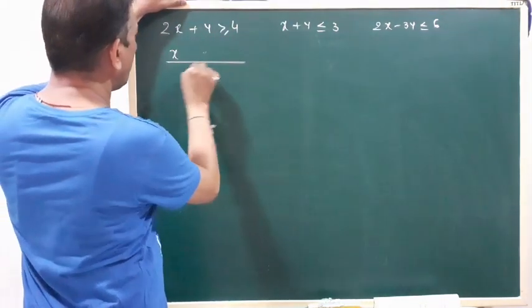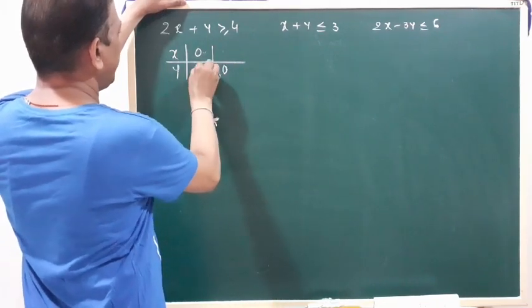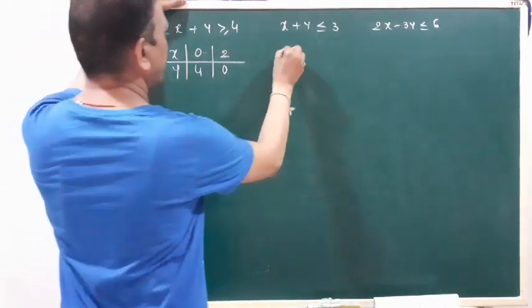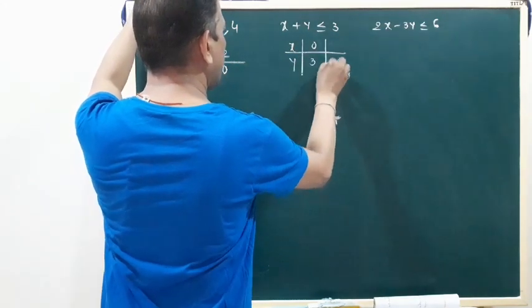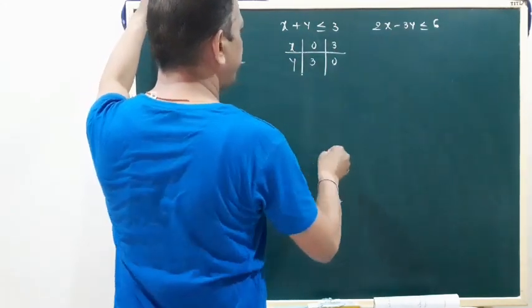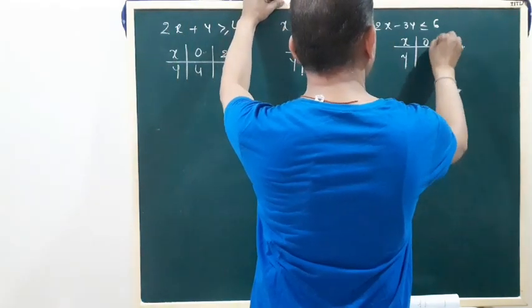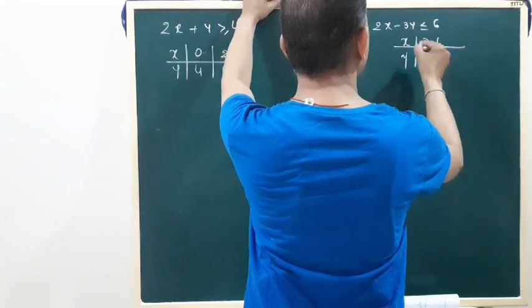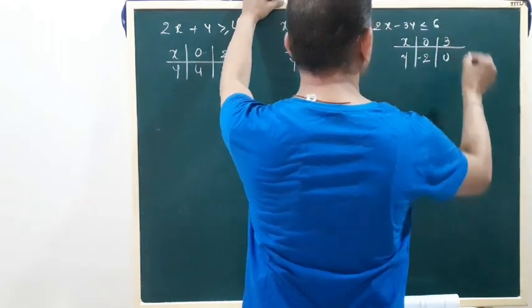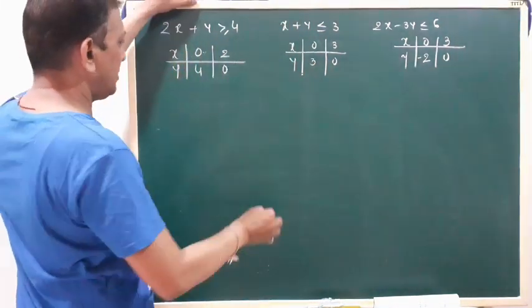Only the table. Put x equal to 0, y is 4. Put y equal to 0, x is 2. In the second equation, (0, 3) and here (3, 0). And for the third equation, put x equal to 0, minus 3y equal to 6, so y equal to minus 2. Put y equal to 0, 2x equal to 6, so x equal to 3. Now draw the graph.